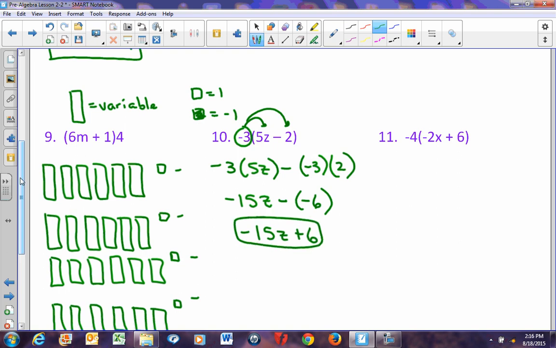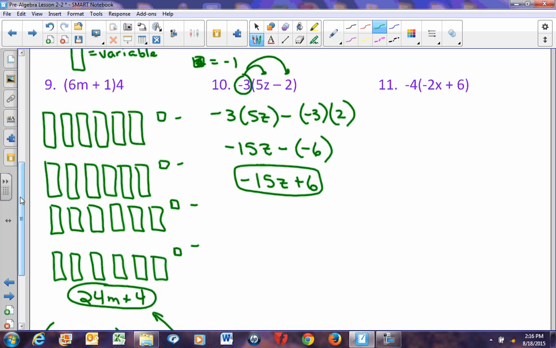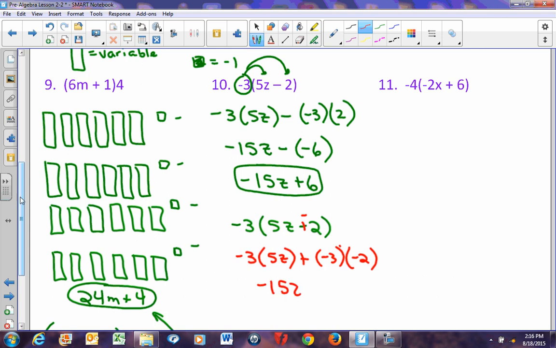A different way of looking at this same problem, some people don't like all the negative signs. So negative 3 parentheses 5z minus 2. You could think of this as being 5z plus a negative 2. So then you have negative 3 times 5z plus negative 3 times negative 2. So that would give you negative 15z plus 6. Same answer I got above, slightly different method.